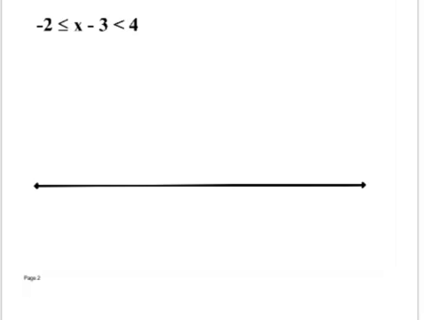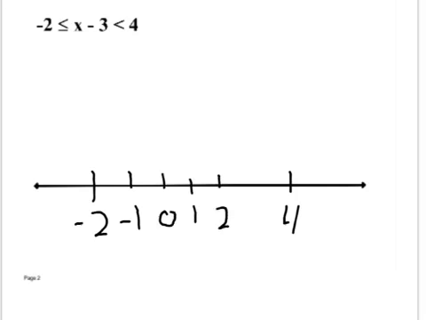The inequality is -2 is less than or equal to x minus 3 and x minus 3 is less than 4. So we will graph this. I want 4 right here. I want -2 right here. Wait, so we don't solve this? We're going to solve this first.